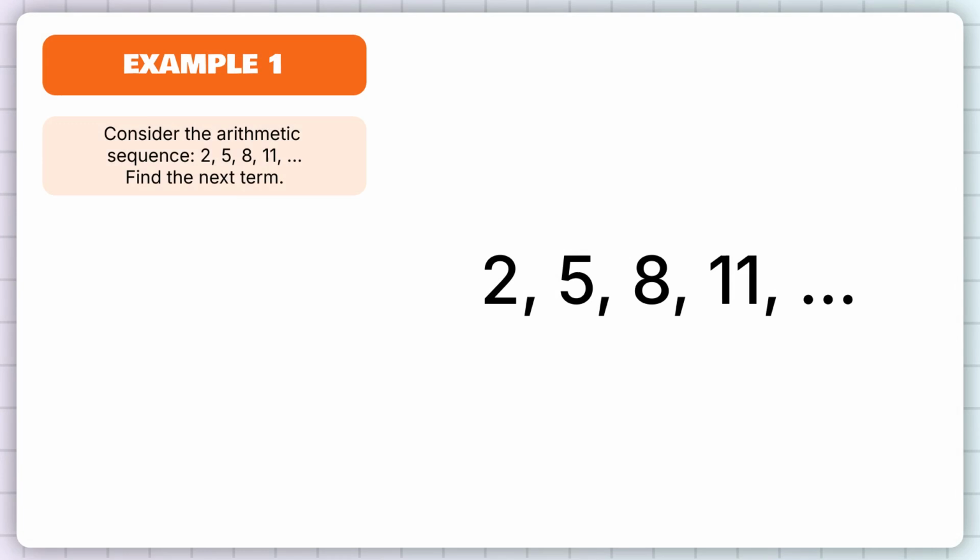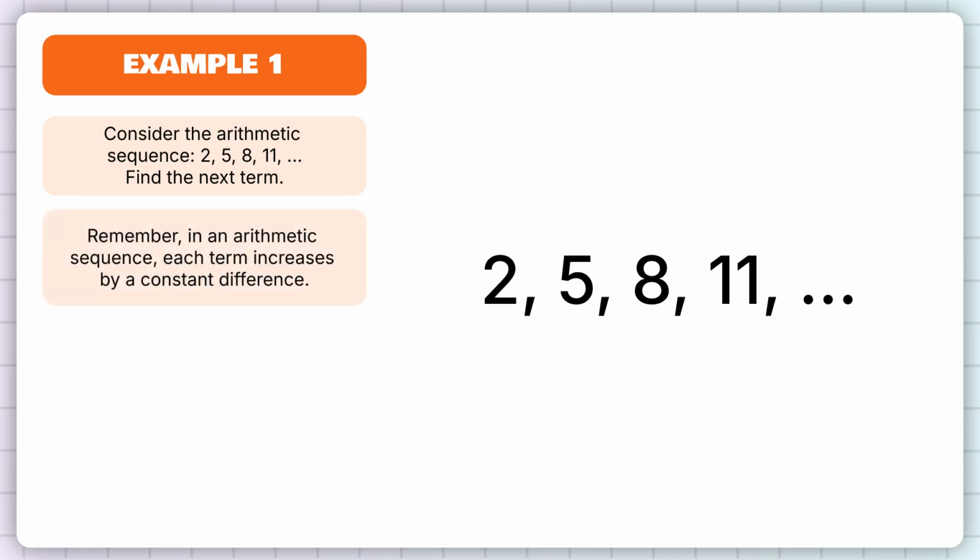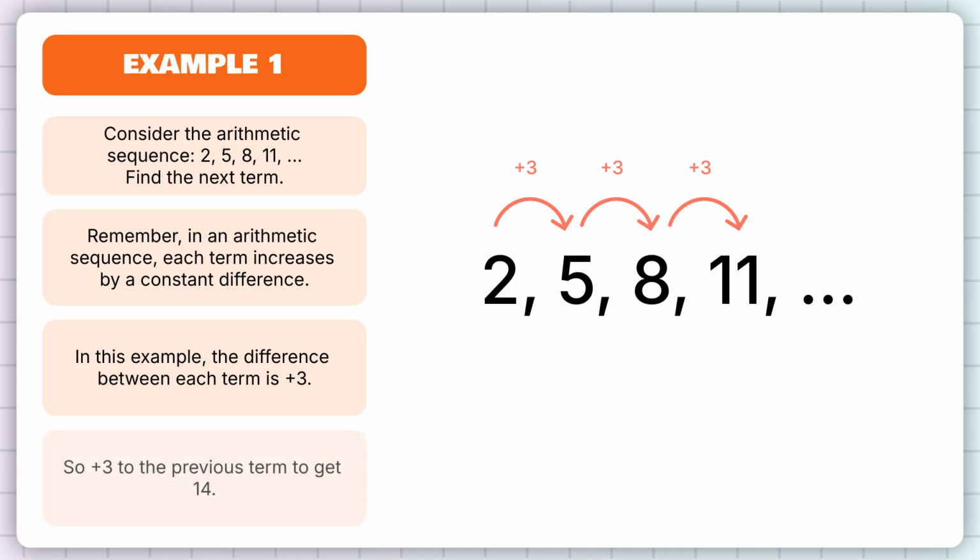Consider the arithmetic sequence, 2, 5, 8, 11. Find the next term. Remember, in an arithmetic sequence, each term increases by a constant difference. Here, that difference is 3. To find the next term in the sequence, we take the last term, which is 11, and add the common difference of 3. So the next term is 14.